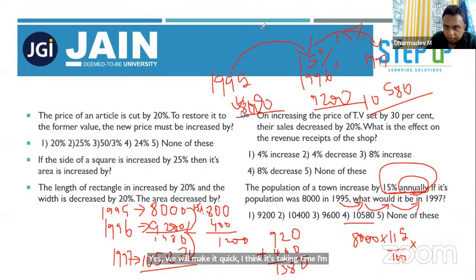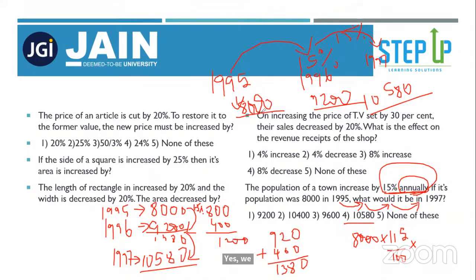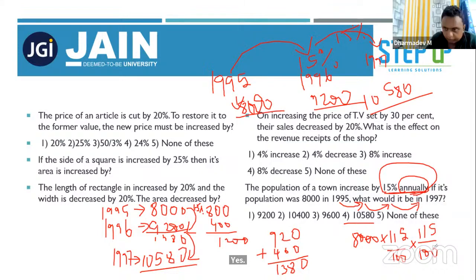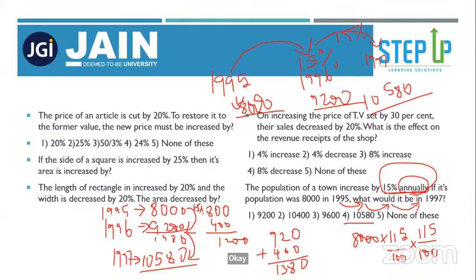Yes, Vivian. Okay, sir, my question concerns the area of a rectangle. The question says the length of a rectangle is increased by 20% and the width is decreased by 20%. The area is decreased by what? We know that the area of a rectangle is given by length times width. So we took 120%, which was the increase of the length, and multiplied by 120.